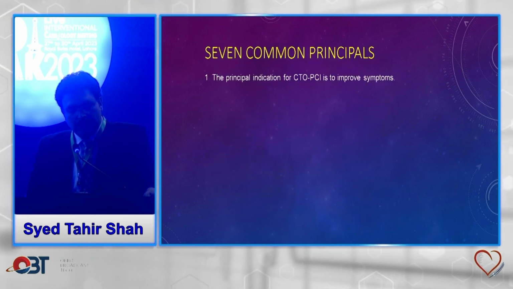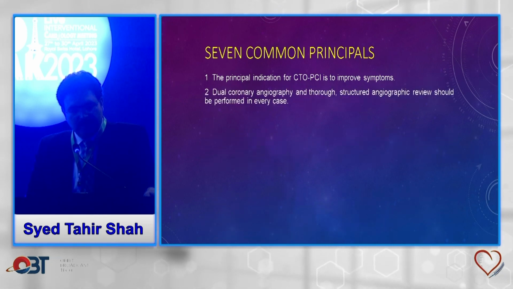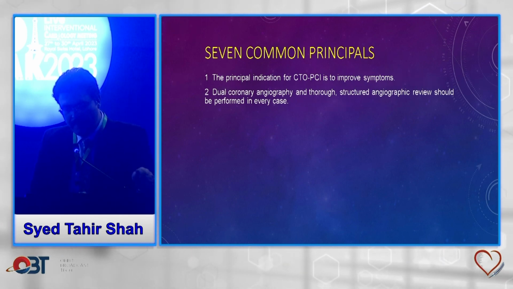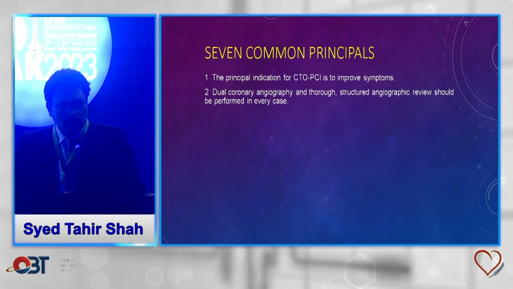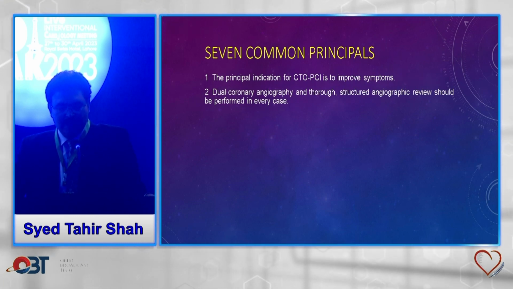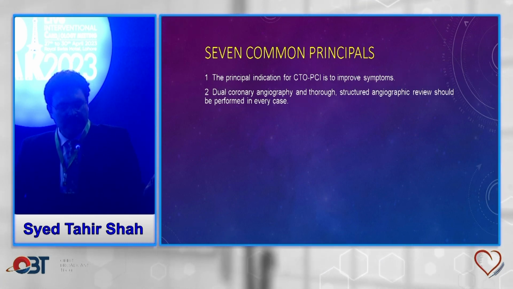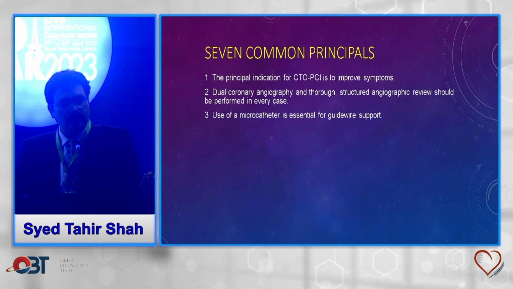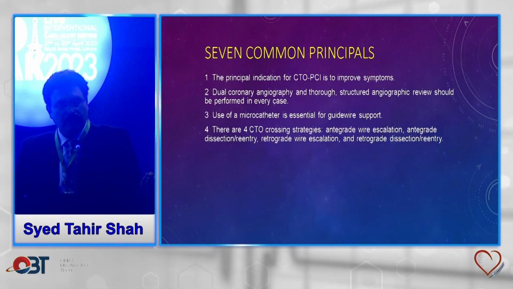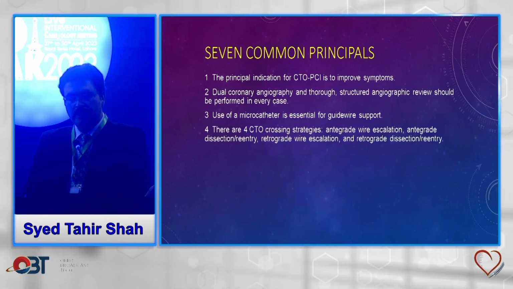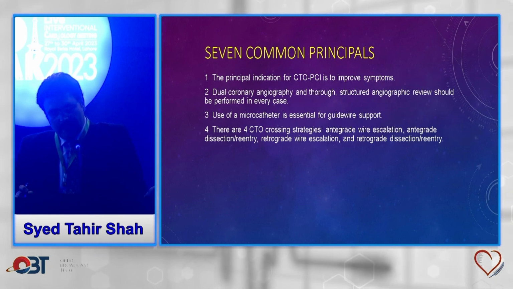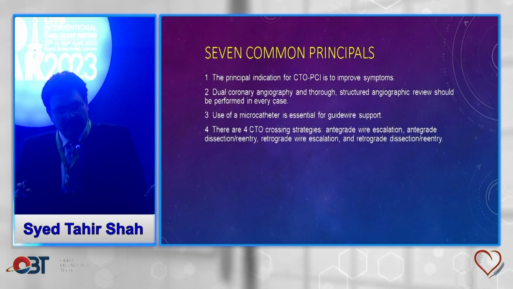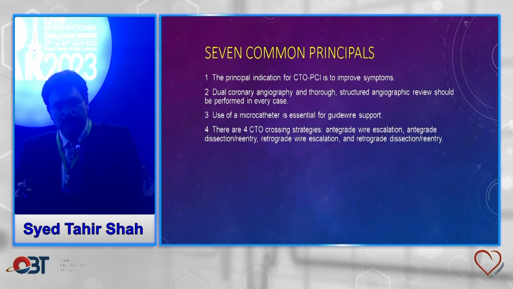There are 7 common principles. The first principle is improvement of symptoms by opening a CTO. Then second is dual coronary angiography, and thorough and structured angiographic review should be performed in every case. Third principle, microcatheter is essential for guide wire support. Fourth principle, there are 4 CTO crossing strategies, which is antegrade wire escalation, antegrade dissection and re-entry, retrograde wire escalation, and retrograde dissection and re-entry.